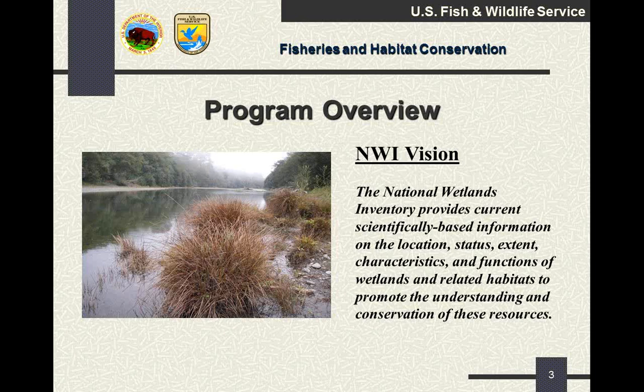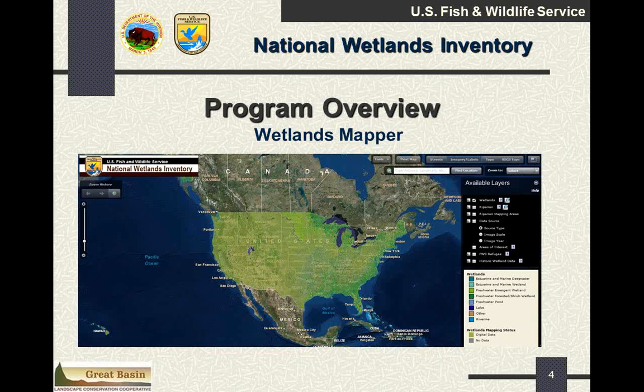Basically our vision for NWI is to provide current scientifically based information on the location, status, extent, characteristics, and functions of wetlands and related habitats to promote the understanding of conservation of these resources. We basically have two main functions. The first one is to create and to serve data to the public. We do that through our wetlands mapper.